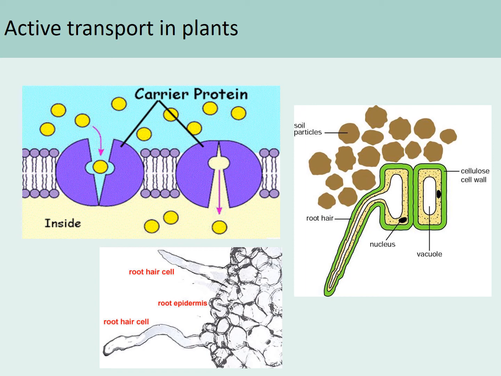Those minerals are really important to plants because they add them to the glucose, along with other things, to make all of the different molecules that they have inside them, all the different proteins and lipids and things like that. In the soil, there's going to be a relatively low concentration of mineral ions compared to what's already in the plant. So it needs to use active transport to move those mineral ions from the soil into those root hair cells. And it does that using carrier proteins.